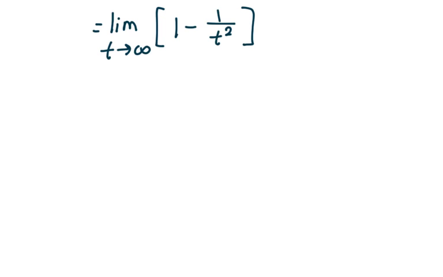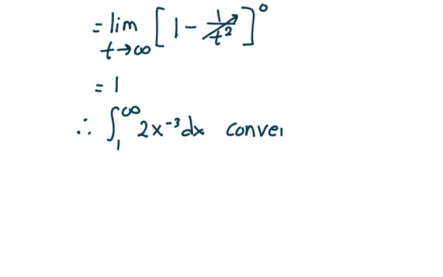And so as t gets large, the second term goes to 0, and so the answer is 1. And so what we can say is the integral from 1 to infinity of 2x to the negative 3 dx converges. That's how you do example 1.